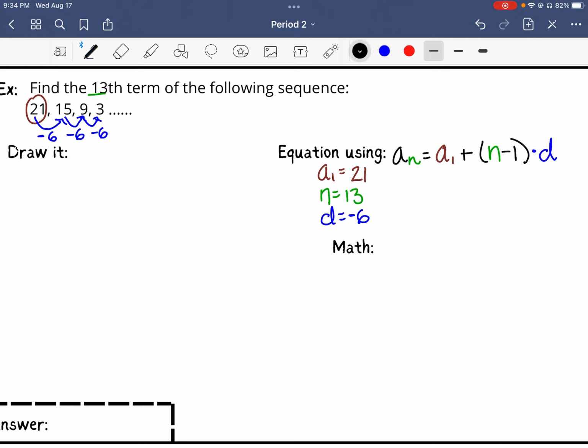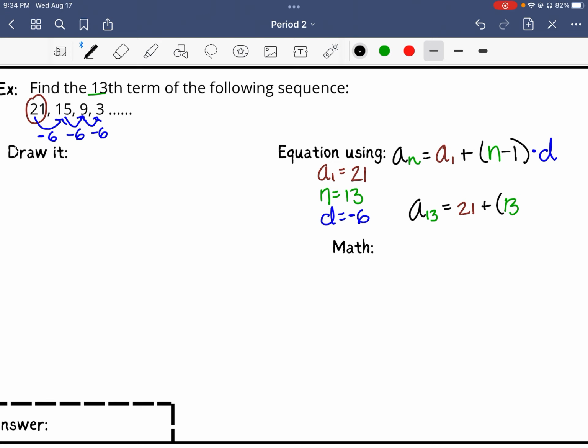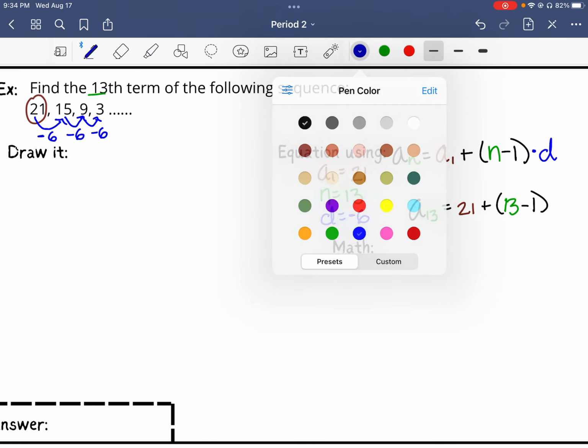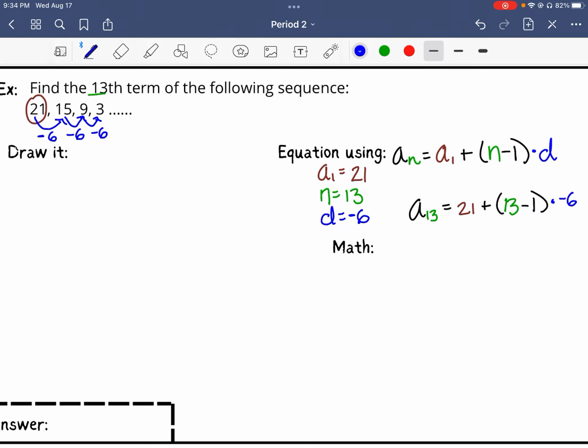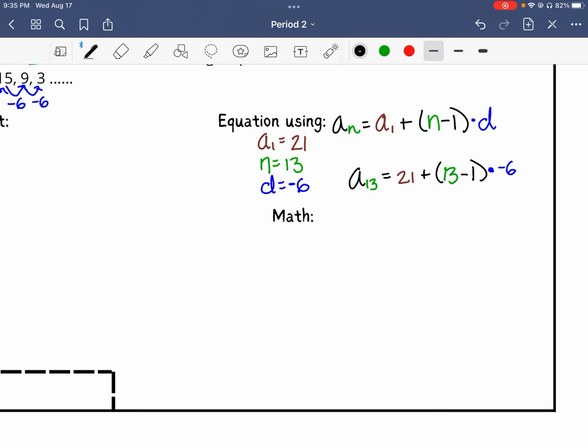So now let's rewrite our equation. So we have A to the 13th, because we're trying to find the 13th term, equals 21 plus 13 minus 1 times D, which is -6. So now I'm going to do some math down here. And my 13th term of the sequence is 21 plus 13 minus 1 times -6.